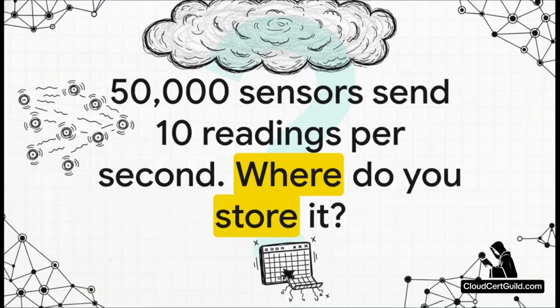Let's get into it. And I mean, some of these jobs are just massive. Just try to wrap your head around this for a second. 50,000 sensors, and each one is screaming data at you 10 times a second. That's 500,000 new pieces of information flooding in every single second. So where do you put it all? Your trusty old spreadsheet is going to wave a white flag immediately. This is the exact kind of problem cloud databases were born to solve.